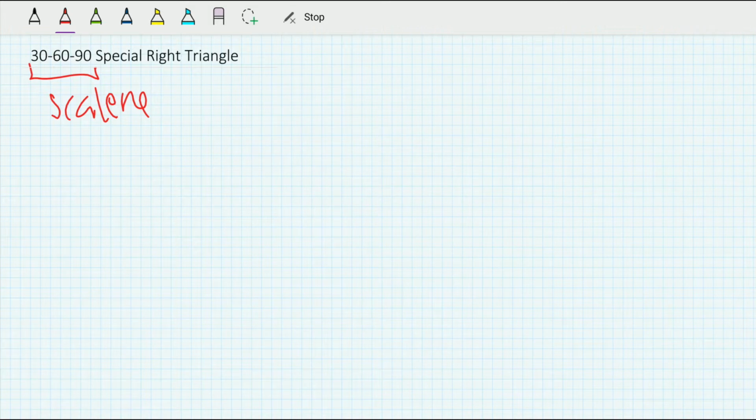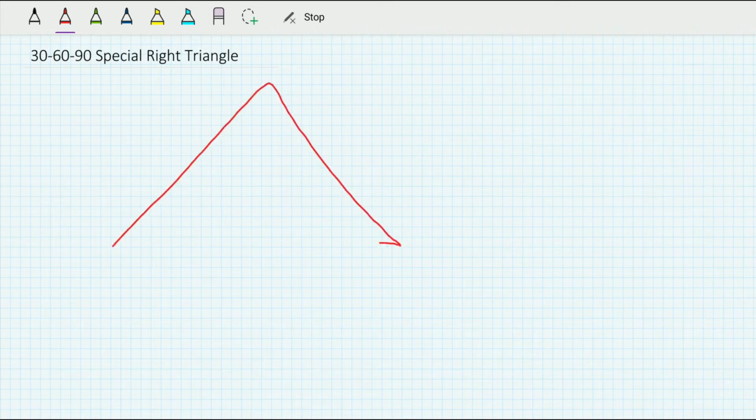For the 45, 45, 90, how we create that triangle is we take a square and we cut it in half, or we draw a diagonal. And so what we do here is pretty much the same thing, except now we don't cut a square. We're going to actually start off with an equilateral triangle. Okay, totally not drawn to scale, but you get the point.